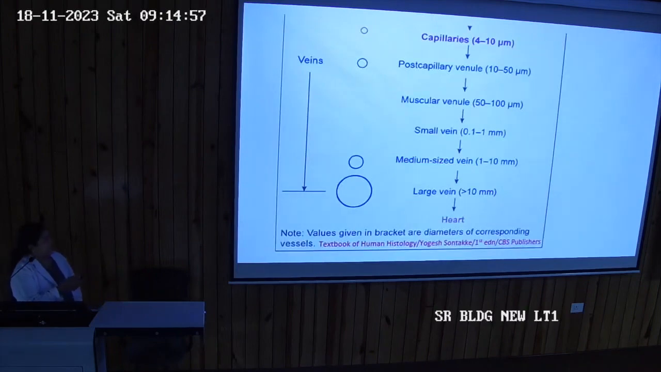Now these capillaries go into the post-capillary veins, which are called venules. Post-capillary venule, then muscular venule. These are also very small sized veins, then small vein, medium sized vein and the large vein. Example of any large vein: vena cava, superior vena cava, inferior vena cava. This is how the circumference changes.